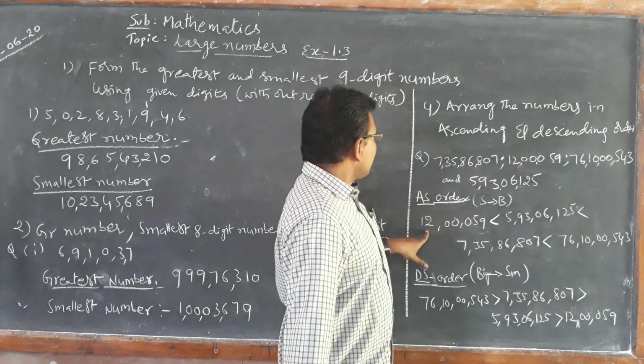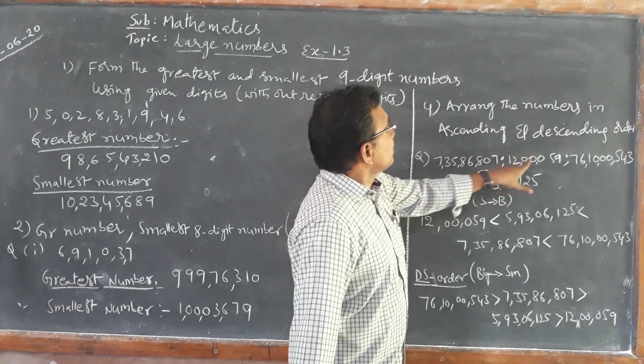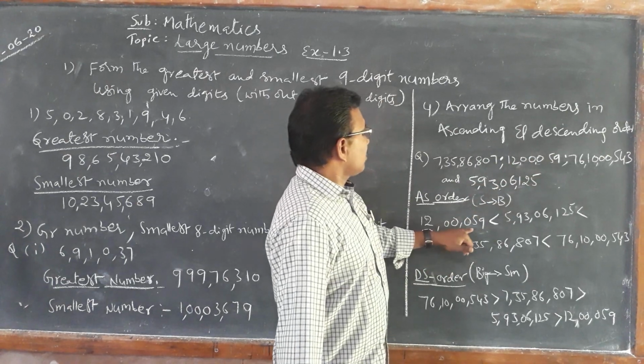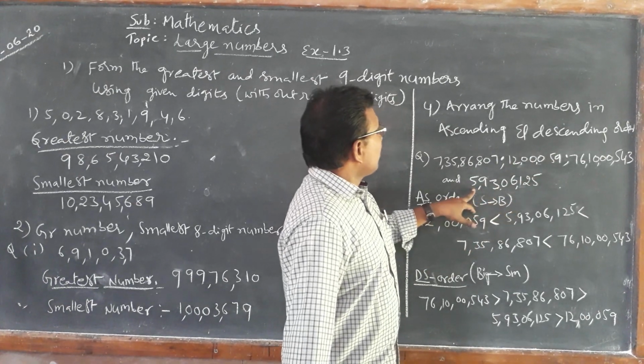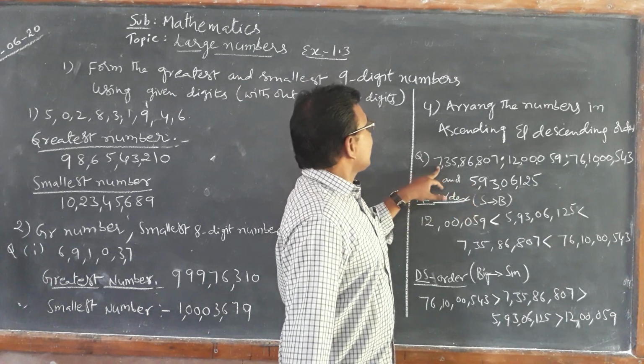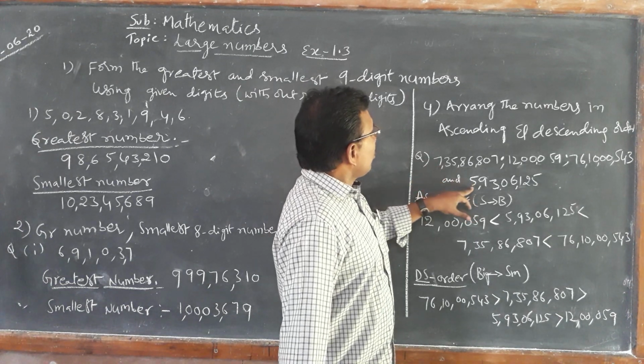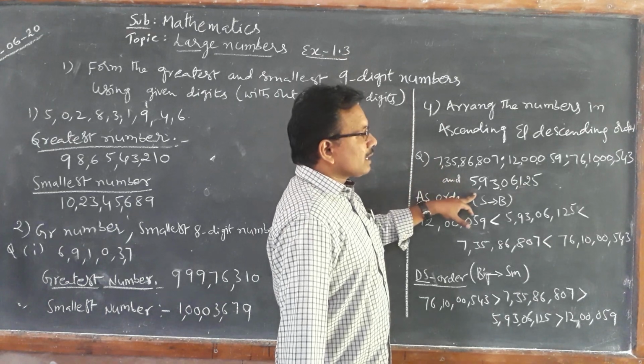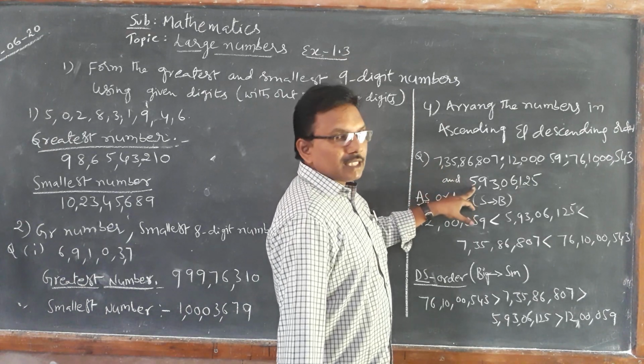So I wrote first 12 lakhs 59. First I wrote that. Next, in the crores place, 5 crores are there and 7 crores are there. In the crores place, 5 and 7. Which is the biggest? 7 is the biggest. Which is the smallest? 5.